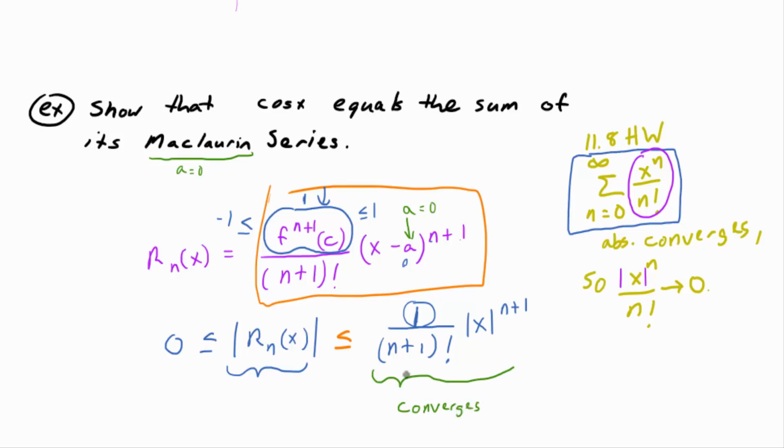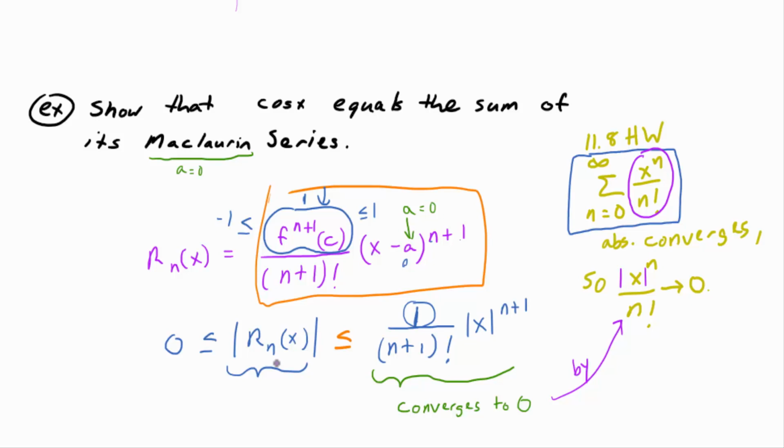I'm being very informal here. I'm not writing it out like I would if I wanted to put it in a book, but I just want to get the idea across. Converges to 0, you know, by this result. So, if that guy converges to 0, and the absolute value of Rn of x is less than that guy, and it's bigger than 0, what can we say about the absolute value of Rn of x? It converges to 0, which means Rn of x converges to 0.